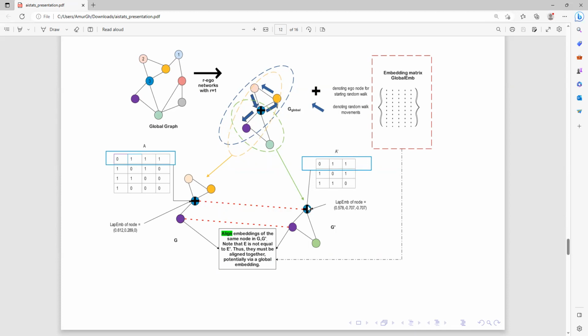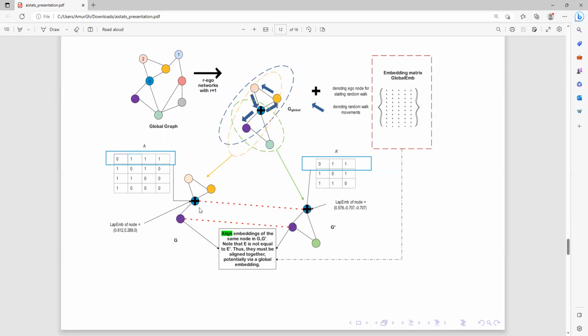This node, the one I marked with a black cross, and this purple node here, if you take their embedding based on the Laplacian embeddings, you'll find that they're not equal. Even though they are part of the same global graph, the structural role they play in the extracted subgraphs affects the structural embeddings.